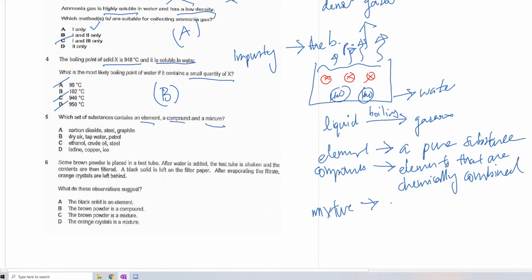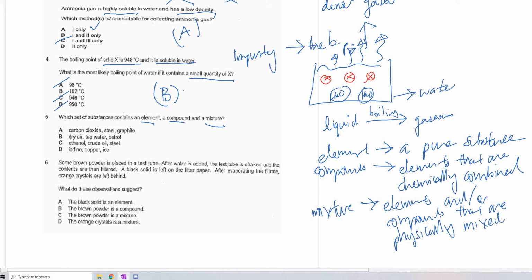they are elements and or compounds that are physically mixed together. Alright, so I want you to pay attention to these words, chemically combined and physically mixed. Alright, okay, so let's take a look at option A.